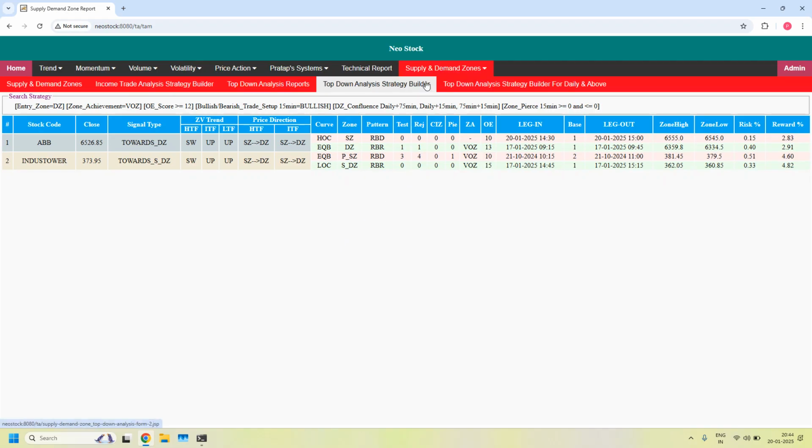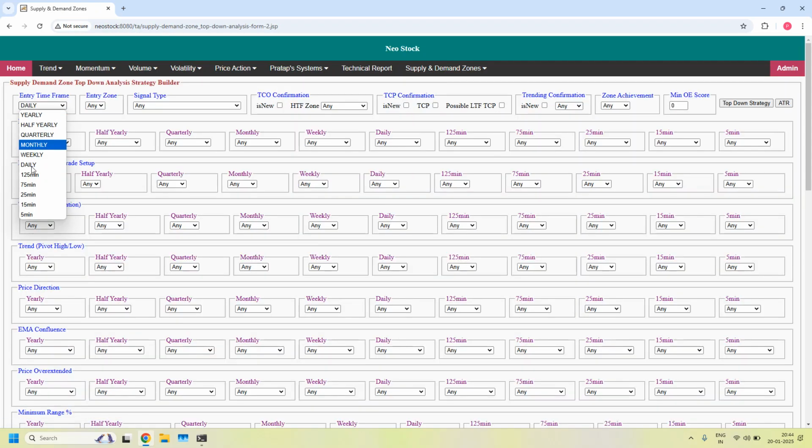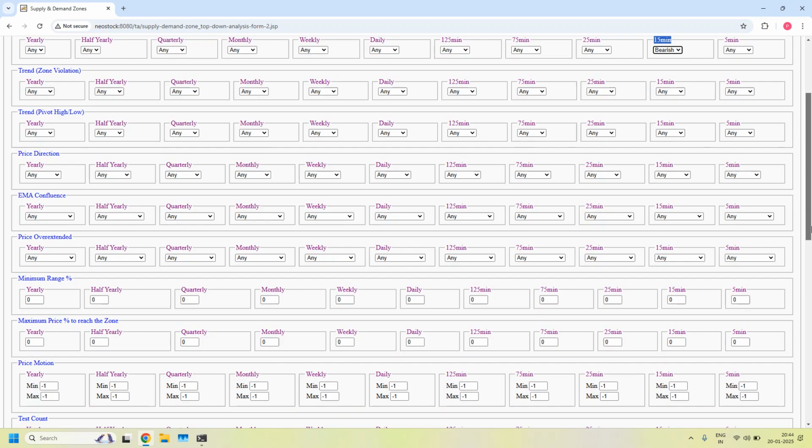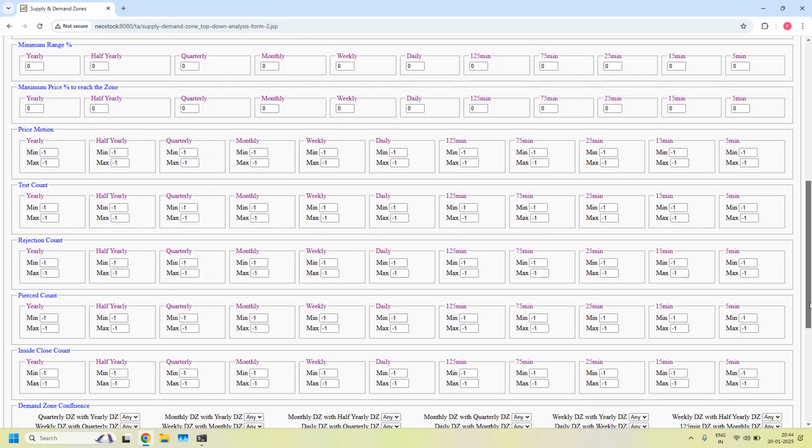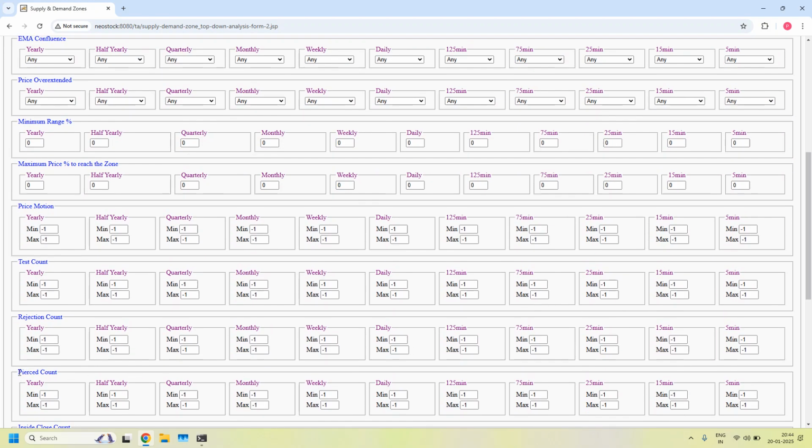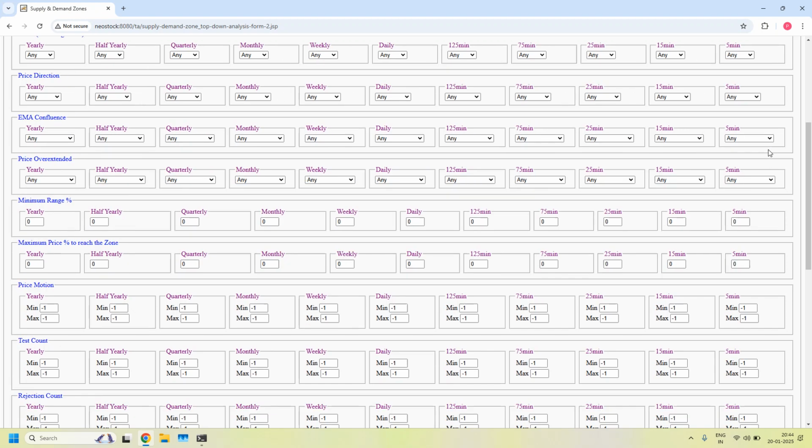Next, bearish trade setup for daily income trade. Entry time frame 15 minutes, entry zone supply zone. In bullish or bearish trade setup at 15 minutes time frame, I am selecting bearish. The 15 minute supply zone should not be pierced. So in the pierced count parameter at 15 minutes time frame, I am setting minimum value 0, maximum value 0.